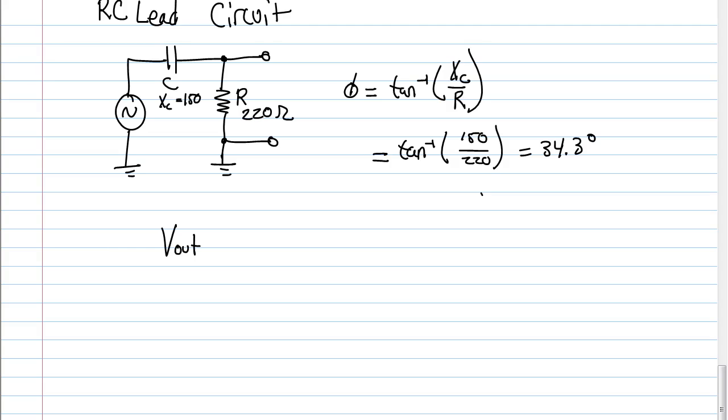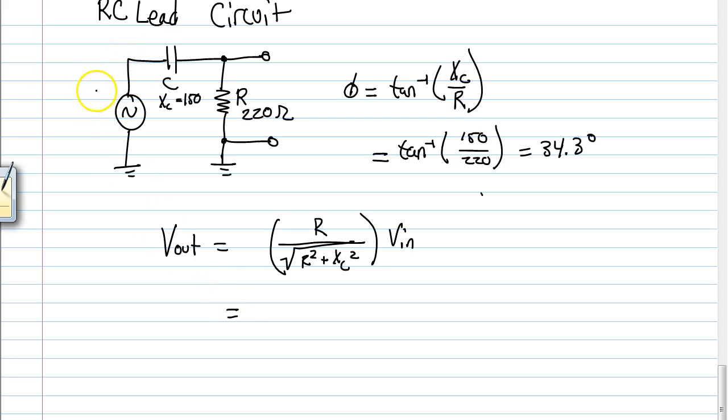All right. So let's say I want to find out what the voltage is on a lead circuit. It's very simple. I just take R and divide it by the square root of R squared plus X of C squared. Basically, divide it by Z, right? And then multiply that by the Vin, how much voltage is going in. Alright, so in this circuit, let's assume that the incoming voltage was 10 volts.